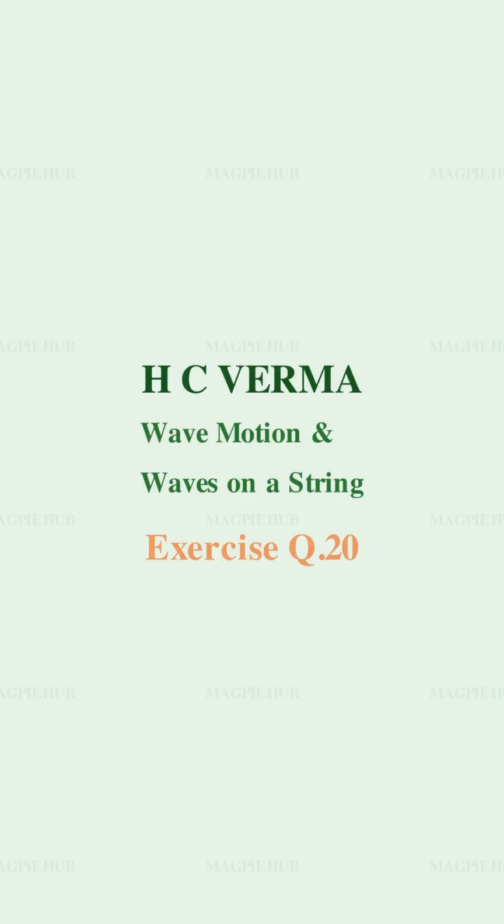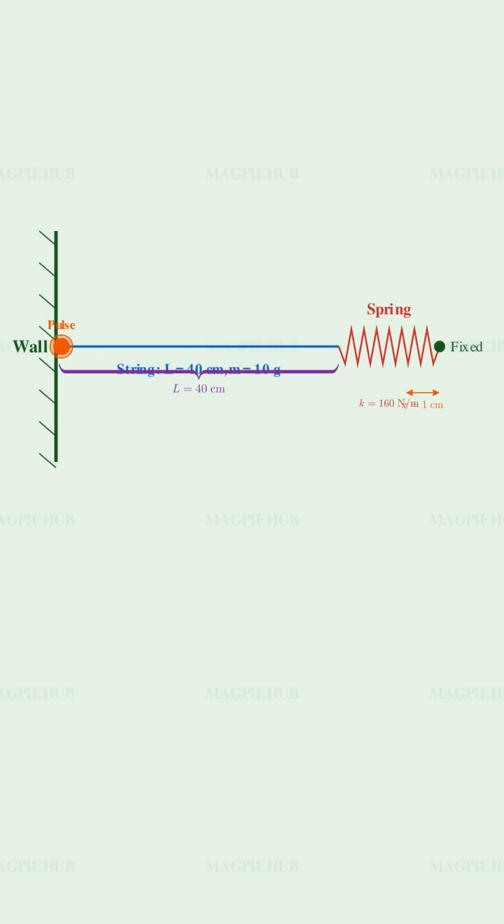HC Verma, Wave Motion and Waves on a String, Question 20. Let us visualize the setup. On the left we have a fixed wall. A string of length 40 centimeters and mass 10 grams is attached to the wall. On the right end, the string is connected to a spring with spring constant K equals 160 newtons per meter. The spring is stretched by 1 centimeter from its natural length. Watch as a wave pulse produced near the wall travels along the string towards the spring.